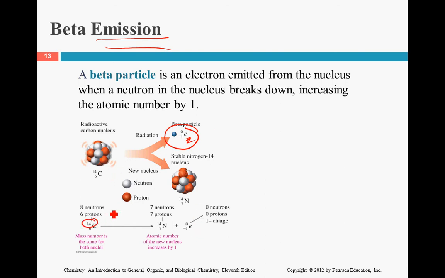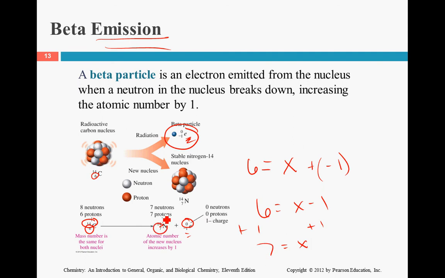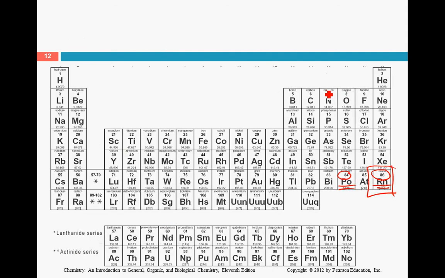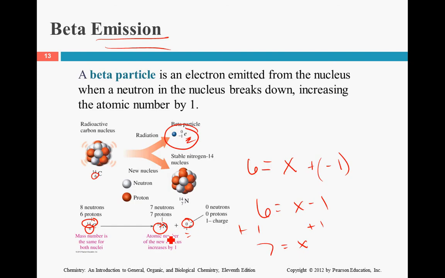So if we're looking at here, the top number 14, that 0 means that there's no change, so it's still going to be 14. The bottom number is 6. Because of that negative charge, think of it as an equal sign, 6 is equal to x plus -1. So that's really 6 is equal to x minus 1. Add 1 to both sides, and that's how we get the 7 here. Then when you look at the periodic table, 7 is nitrogen, and that's where they got the N from.